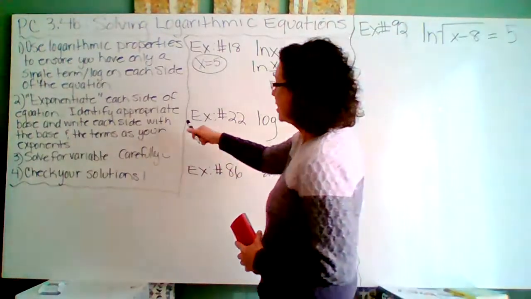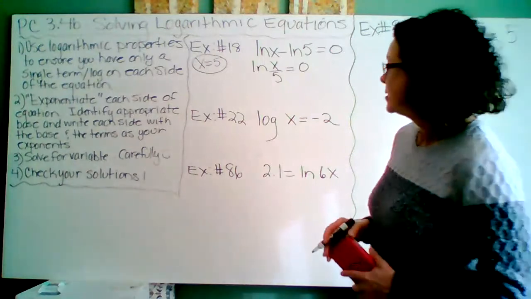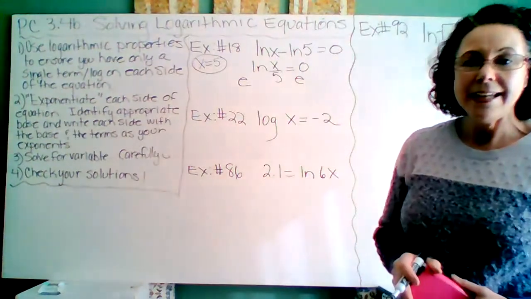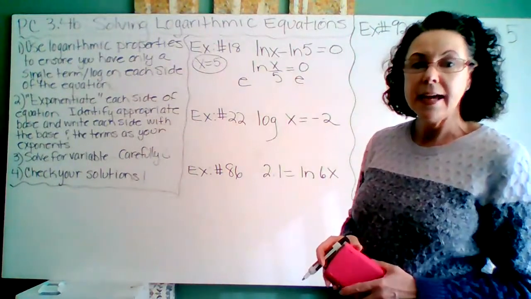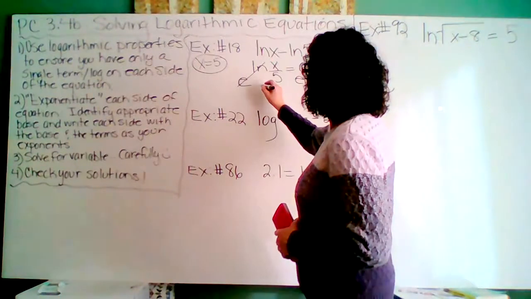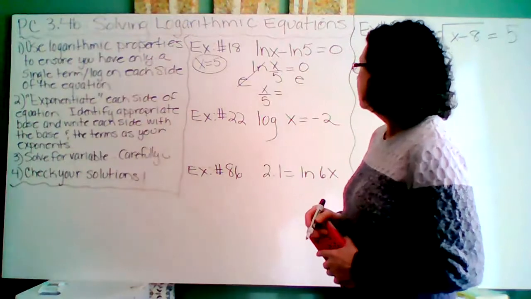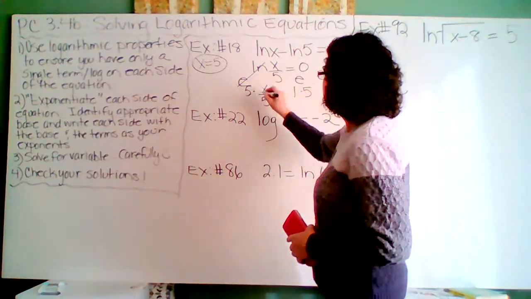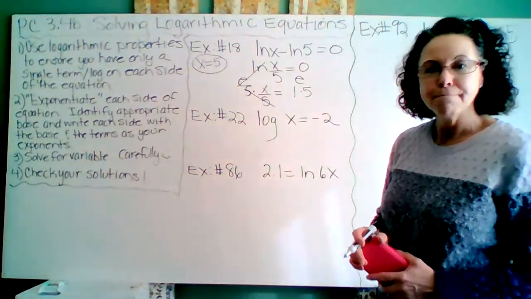Now I'm going to exponentiate both sides. Because I have the natural log, I can see that the base is e, and so I will write the base of e on each side of the equation. Notice I have made the sides the exponent. e and the natural log cancel out, and I get x over 5 equals e to the 0, which is 1. To solve for x, I'll multiply both sides by 5, and I get x equals 5, just like we had here.